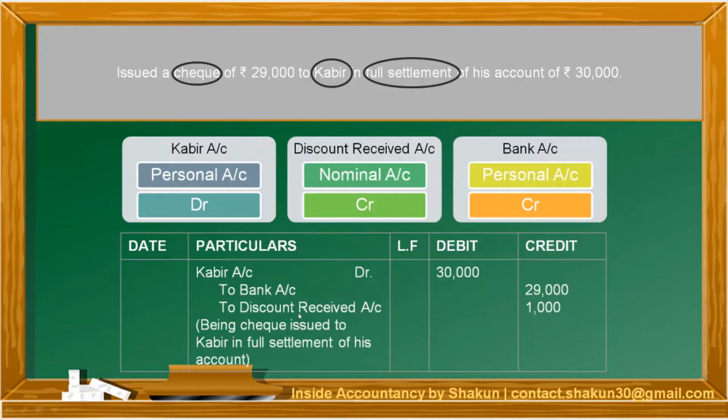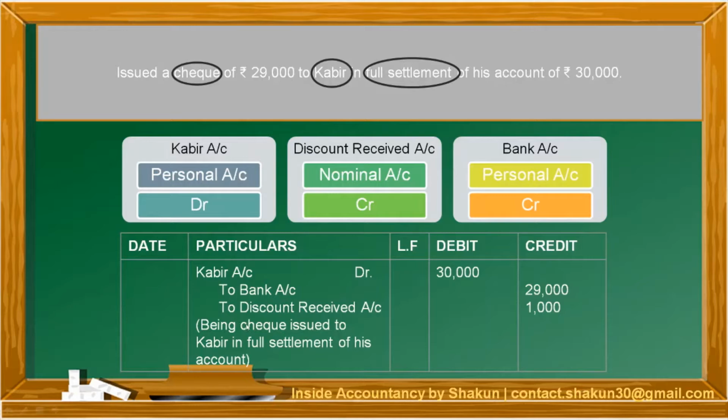See, always remember, students generally make a mistake. They are unable to find out whether discount is to be debited or credited. They get confused between discount received and discount allowed. So just a simple hint for you to remember when the discount is to be debited or credited. It is a simple hint, just a trick to remember.